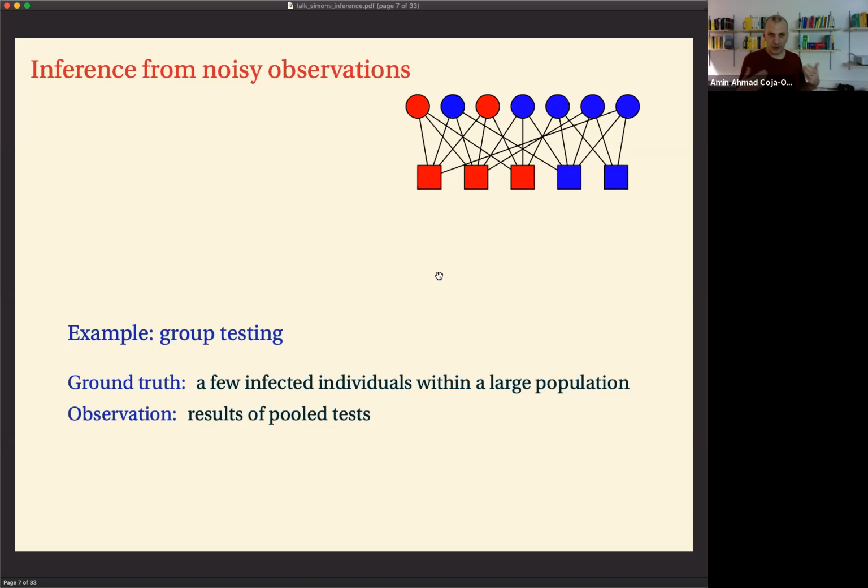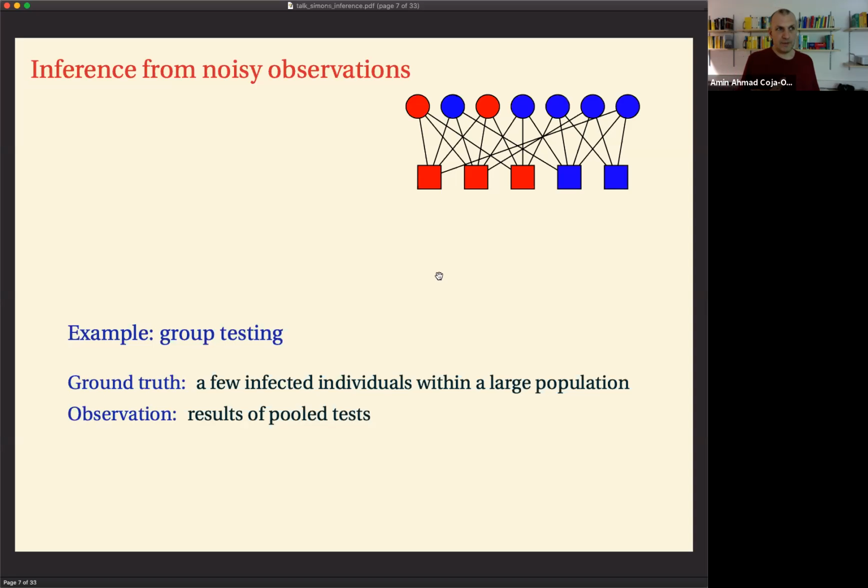And in order to economize test resources, we do not just test every person separately, but we conduct pooled tests where several people are grouped into one test, and the test result will come back positive if and only if one of the participants of that test group is infected. One or more participants are infected.